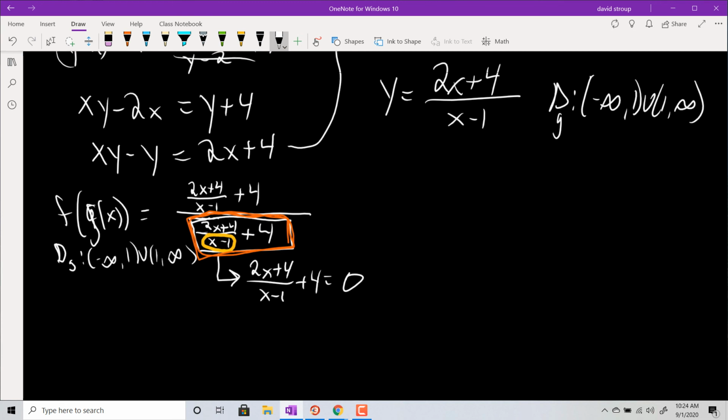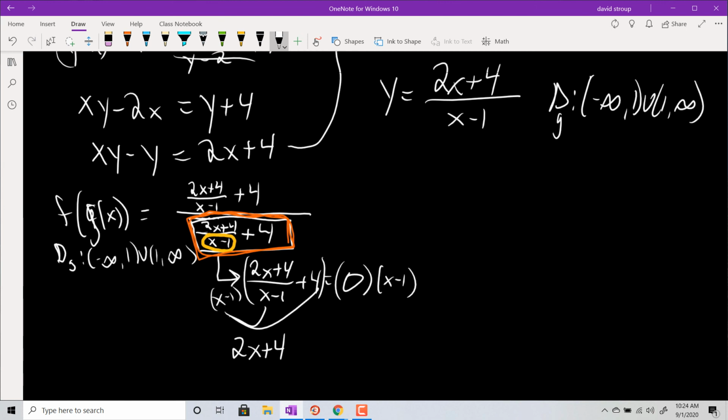So it's a rational equation. Multiply everything by x minus 1, so x minus 1 on the left and the right. When I distribute here, the x minus 1s will cancel in the first part. You get 2x plus 4.